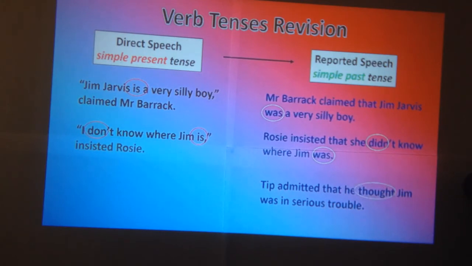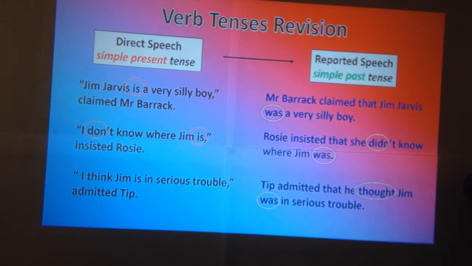Let's go to the last one. Tip admitted that he thought Jim was in serious trouble. I've circled the word "thought", and I've circled the word "was", as they are in past tense. So how would I put that into direct speech? I have to think about putting it in the present tense. So I've got my inverted commas. "I think Jim is in serious trouble," admitted Tip. Notice I've circled the word "think", I've put that into present tense, and I've circled the word "is". Notice the inverted commas around what Jim is directly saying.